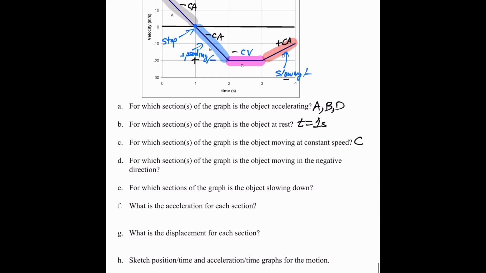For which sections of the graph are moving in a negative direction? Well, you're only moving in a negative direction for anything below the axis. So that would be B, C, and D. For which sections is the graph slowing down? When you're approaching the t-axis, that would be A and D.